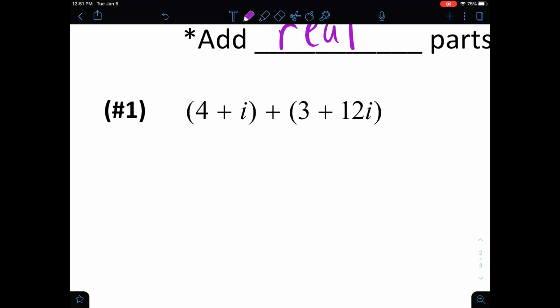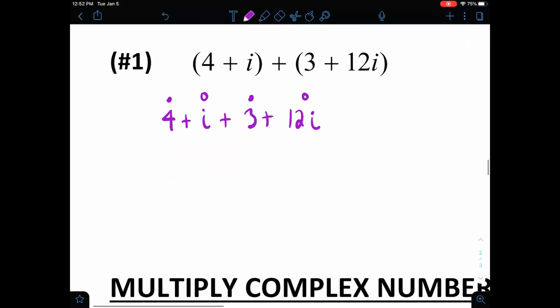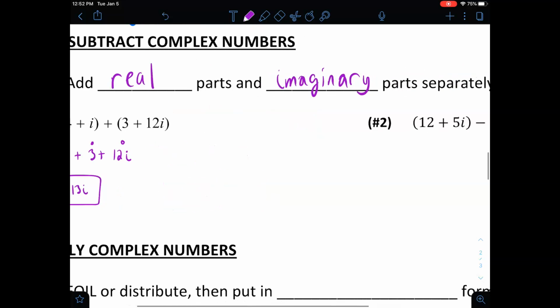So for number 1, we have 4 plus i plus 3 plus 12i. Well, this is a positive here, so we don't need to change any signs. So we're going to have 4 plus i plus 3 plus 12i. Now we're going to combine like terms. Like terms are going to be the real parts and the imaginary parts. 4 and 3 are going to go together. And then i and 12i are going to go together. Okay? So what is 4 plus 3 going to be? Well, that's going to be 7. And what is 1i plus 12i? Well, that's going to be 13i. And that's all you got to do.